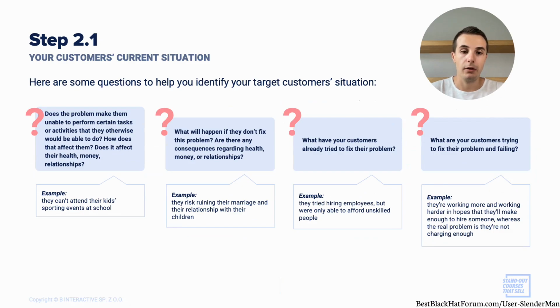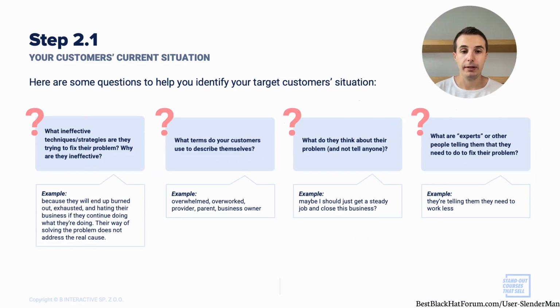So those are all questions that are going to help you identify your customer's ideal situation. And a couple more questions can help you describe it. What ineffective techniques or strategies are they trying to fix the problem? Why are they ineffective? As we went over in one of the previous steps, this person has tried to hire other employees, but they still couldn't make it work because they weren't able to afford skilled people. If they continue doing this, they will end up being exhausted, and their way of solving the problem does not address the real cause. That's the very reason why it's ineffective, right?